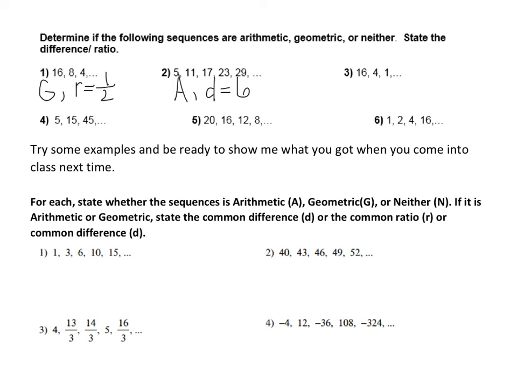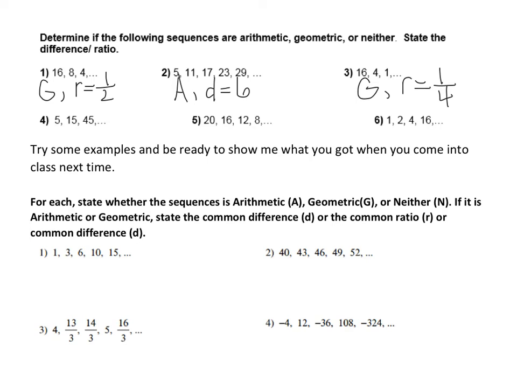Number 3, 16 minus 12 gives you 4, but 4 minus 12 doesn't give you 1, so it's not arithmetic. 4 divided by 16 is the same as 1/4, so 16 times 1/4 gives you 4. Does 4 times 1/4 give you 1? And it does. This one is geometric with a common ratio of 1/4.